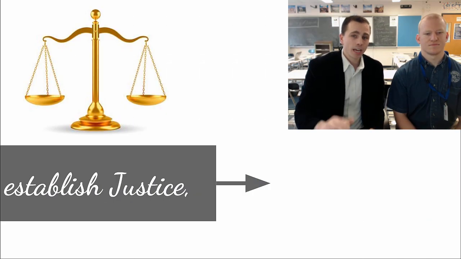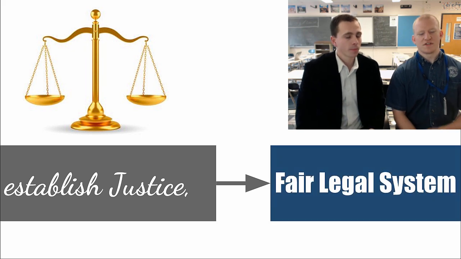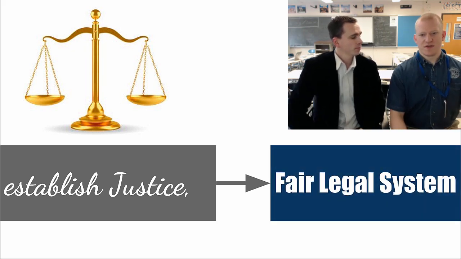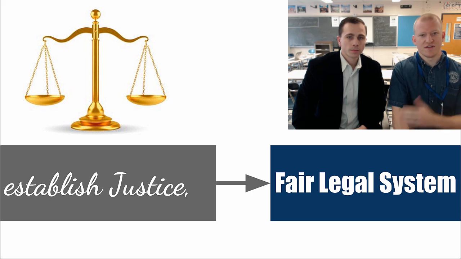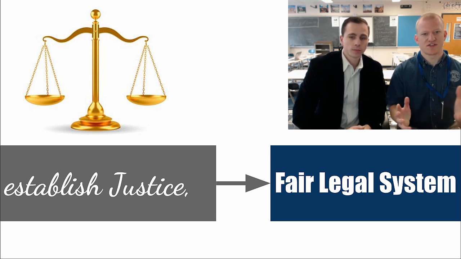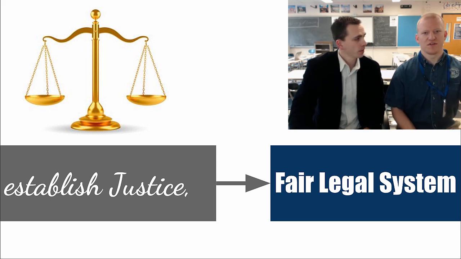The next line is establish justice. This means that we have a fair legal system here in the United States. We have equality under the law. We have a nation of laws, and the idea here is in our legal system, it is fair. When we get to the Bill of Rights later in the year, we'll go into this topic a little bit more.